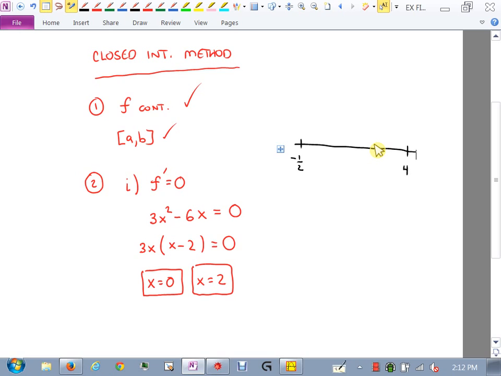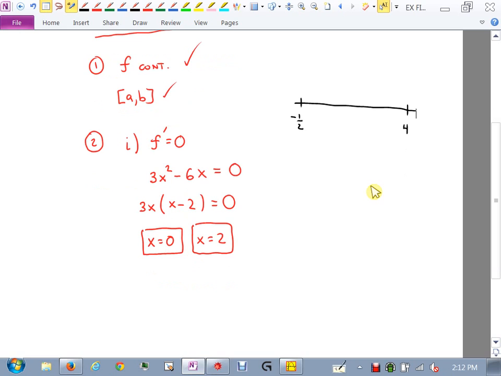If this had turned out to be like x is 0 and x is 5, I would just cross out the 5 because it's not in my interval, so I'm not going to pay attention to it. It's referring to something that's not where I'm looking. Okay? Very important that you don't forget that, because it'll happen where you get a critical number that doesn't live in your interval. Okay, so that's step 2. I found that. Oh, wait, I'm not done with step 2.